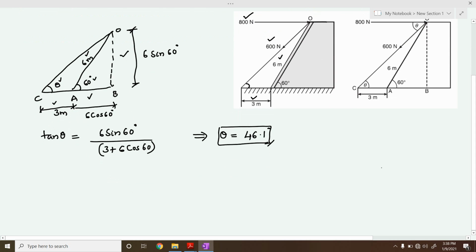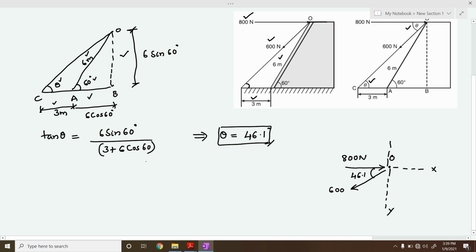Now if you see the free body diagram of this, this is point O. One force is acting horizontally, that is 800 Newtons. Another force is acting moving away from the point O, that is 600 Newtons, which is acting at an angle of theta. So this angle will also be equal to theta, which we just calculated as 46.1 degrees. This is the vertical, the y-axis, and this is the x-axis. So now we have two forces acting.